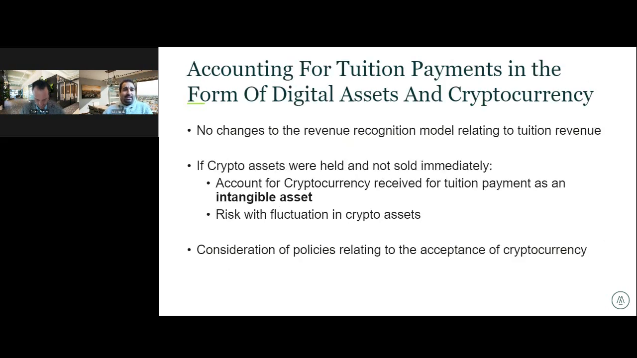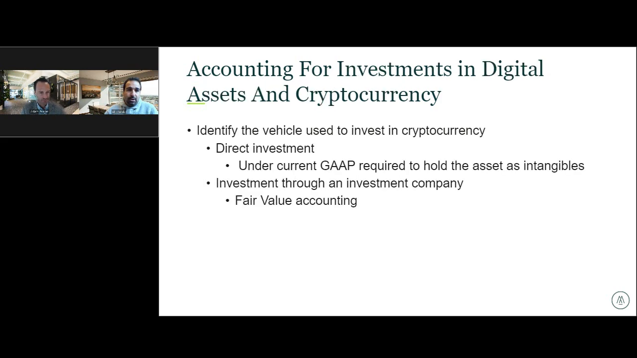So once again, even under the tuition revenue or just revenue recognition model, the revenue recognition model wouldn't really change because you're receiving crypto assets, and then day two accounting would be holding it as an intangible asset. So if you're directly investing in the crypto assets, you would hold that as an intangible asset. So if you went out and bought Bitcoin or XRP or whatever.